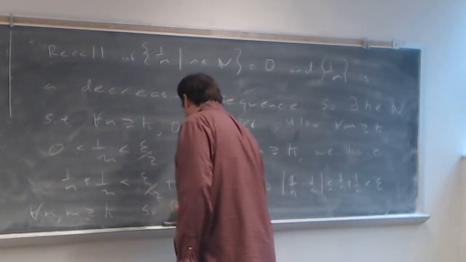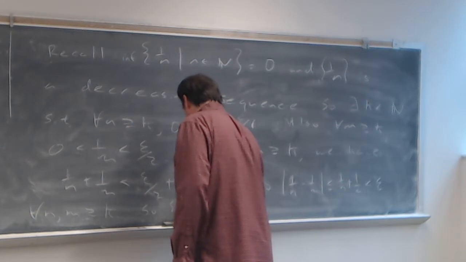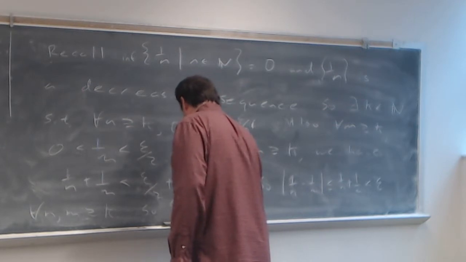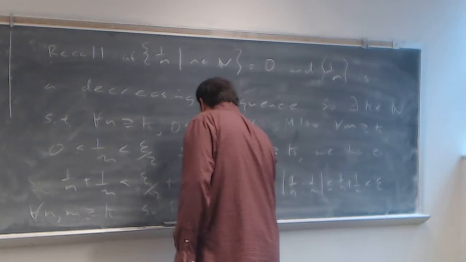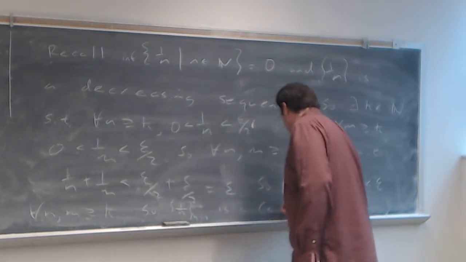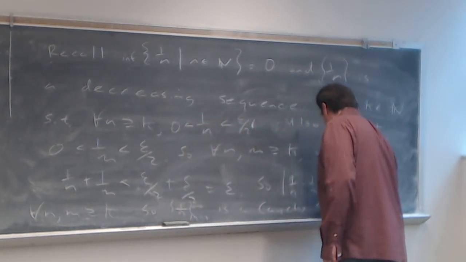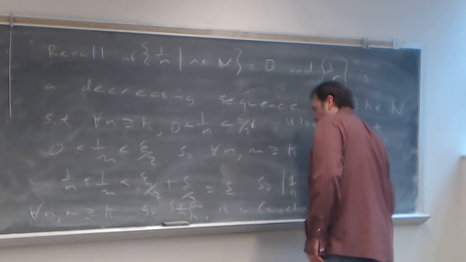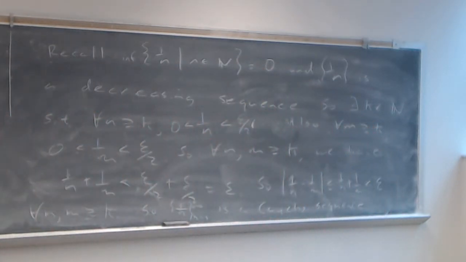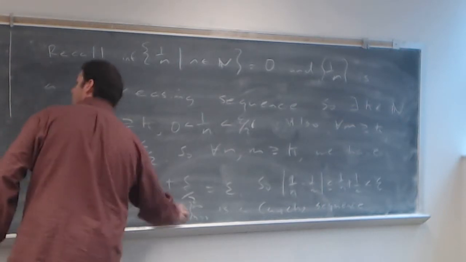So that says that the sequence 1 over n is a Cauchy sequence. That's what we have. Well, that's how you can prove something is Cauchy.